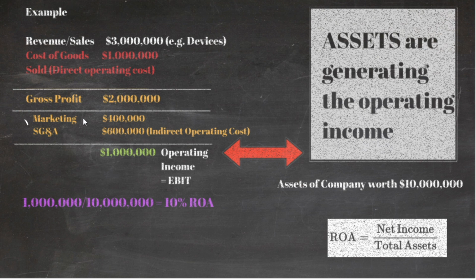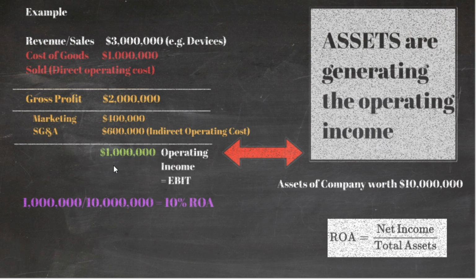Now we're saying that marketing cost us 400,000 and sales, general and admin cost us 600,000. That gives us a total of $1 million total cost, because 400 plus 600 is a million. We're subtracting that from the gross profit, so $1 million after these indirect costs. This is also called EBIT, earnings before interest and taxes.